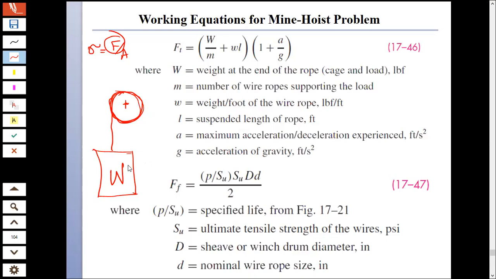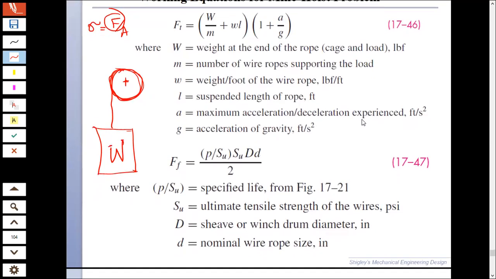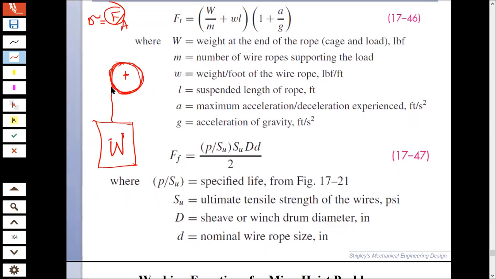So what is the load on this rope? Can someone tell me the components? Ropes are always in tension, sir. Yes, so this is in tension. Now, but what are the loads? When I design this, what are the loads that I should consider? Number one, tell me.